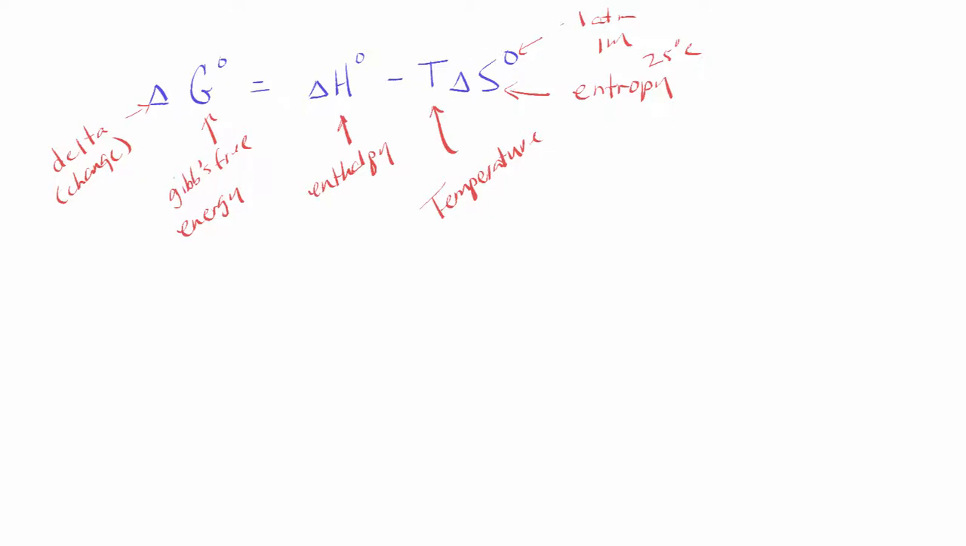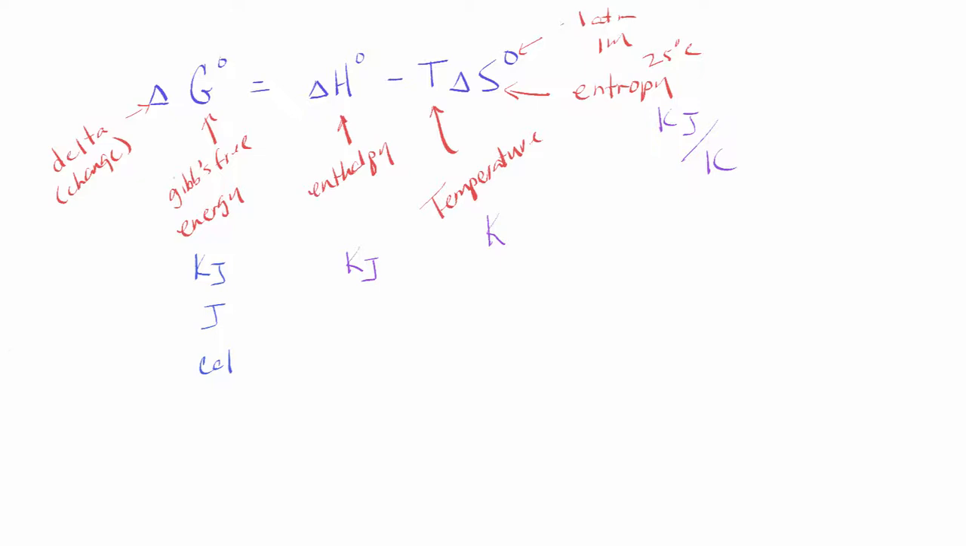Now, also, we should probably know the units that are associated with that. When we talk about delta G, we're talking about energy units, measurements of energy. So usually we talk about it in terms of kilojoules, but you might see it in terms of joules, or you might see it in terms of calories. When we talk about enthalpy, we talk about it in terms of kilojoules. When we talk about temperature, we're going to be looking in terms of Kelvin. And when we look at entropy, it's going to be in units of kilojoules per Kelvin.